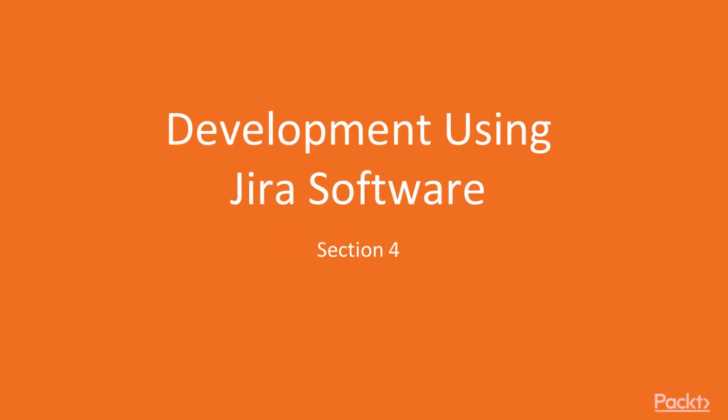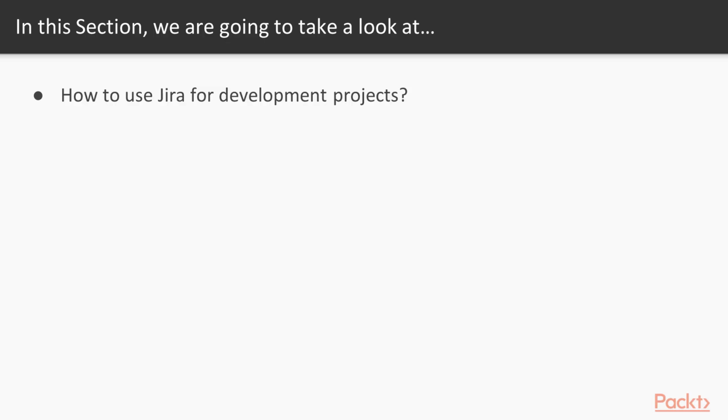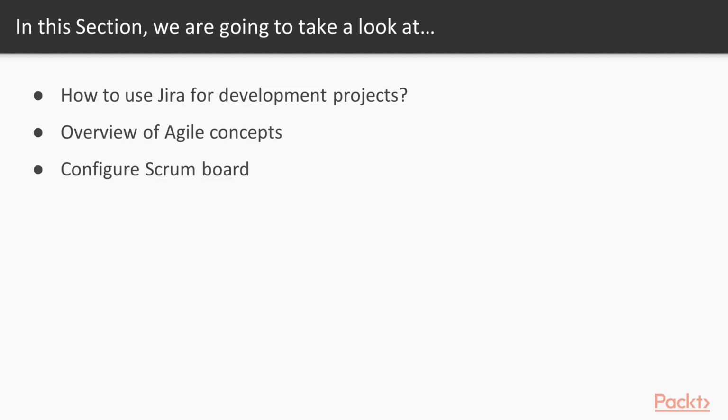In the previous section, Understanding Jira Core for Business Processes, we discussed creating your first project in Jira and understanding Jira Core project for business processes. Let us now discuss development using Jira software. In this section, we are going to take a look at how to use Jira for development projects, an overview of agile concepts, how to configure Scrum board and Kanban board, and finally we'll take a look at Jira software reports.